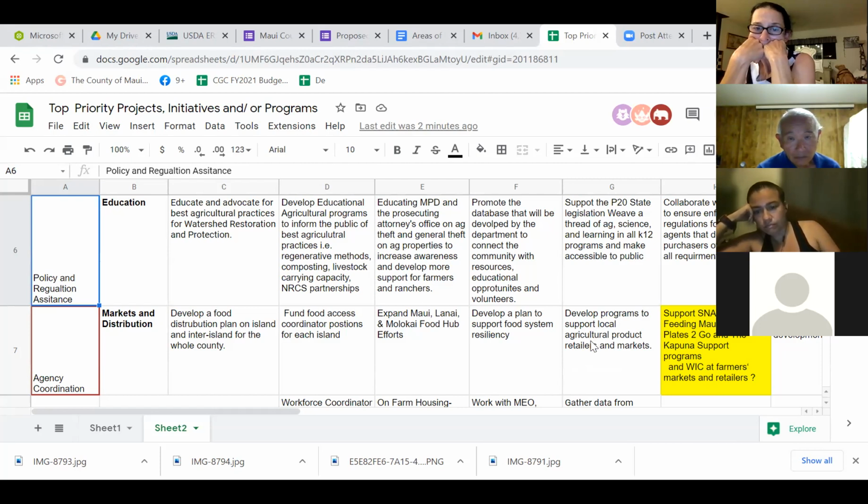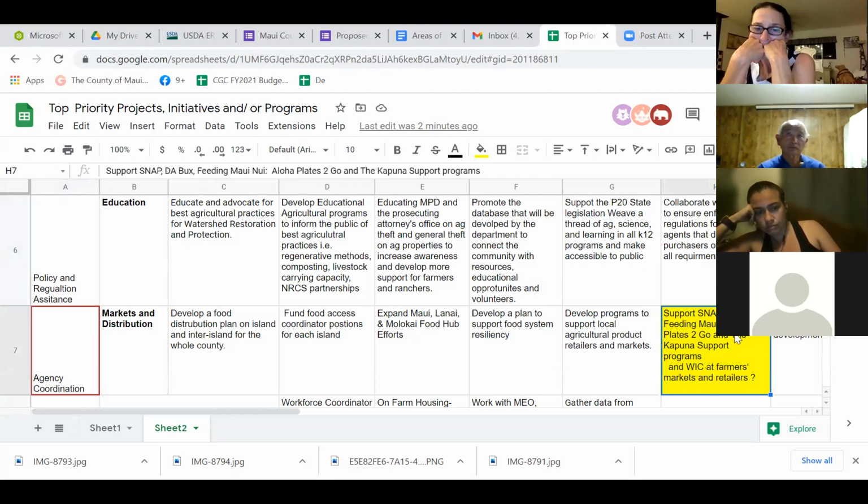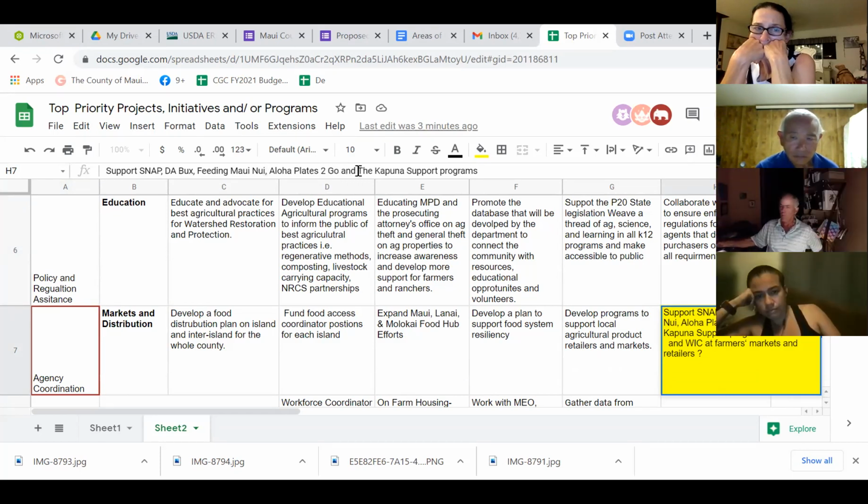Okay, develop programs to support SNAP, Double Bucks, Feeding Maui Nui, Aloha Plates to Go, and the Kupuna support programs, and WIC at farmers markets and retailers. So how about Feed My Sheep? Including Feed My Sheep. The county does support Feed My Sheep and the food bank currently, and several others.